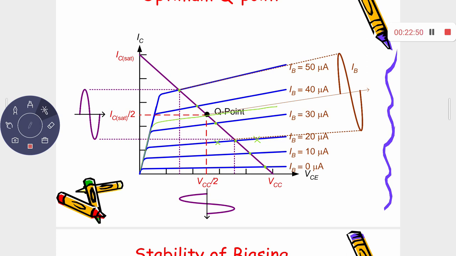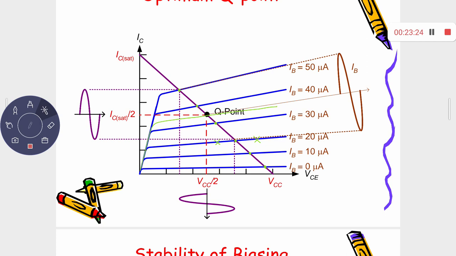Saturation means, let's assume that when IB is greater than 50 microampere, then your device enters into the saturation. Beyond this point, the device enters into saturation. So you would always like to place your base current within this range. Minimum is 0, because if it is less than 0, that means the device is off. So 0 to 50 is your range. It would be better if you place it at 25, in the middle.